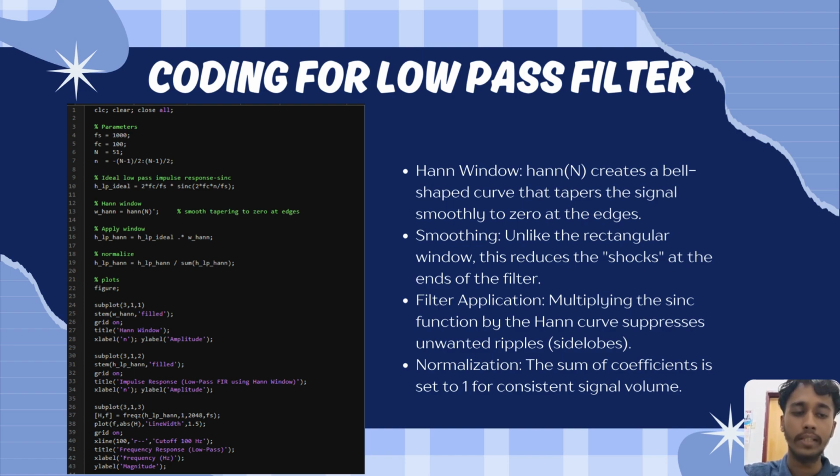Last one is normalization. So we normalize the coefficients so they sum to 1. This ensures that our filter maintains a consistent volume and doesn't accidentally amplify the signal.